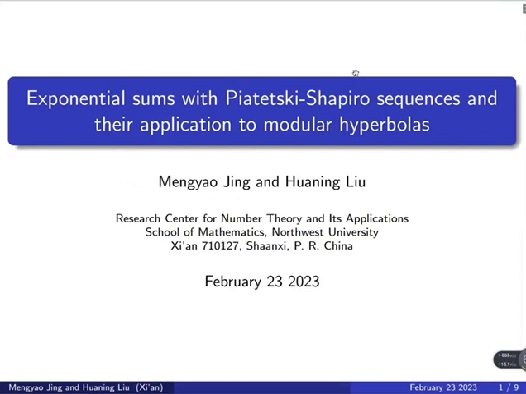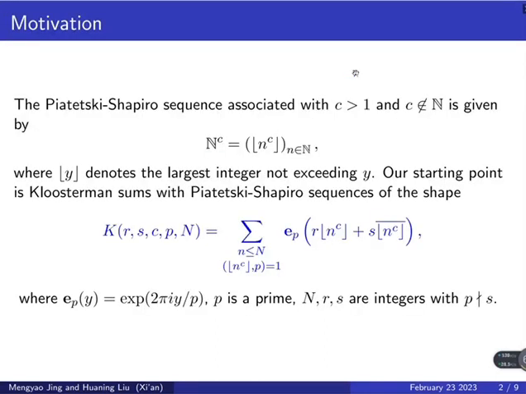In this paper, we study certain exponential sums with Piatetski-Shapiro sequences and their application to modular hyperbolas. The Piatetski-Shapiro sequence associated with c is given by the first formula. We call it Pi sequence. Here, c is a real number greater than 1, and c is not an integer. Our starting point is Kloosterman sums with Pi sequences, defined as in the blue formula.